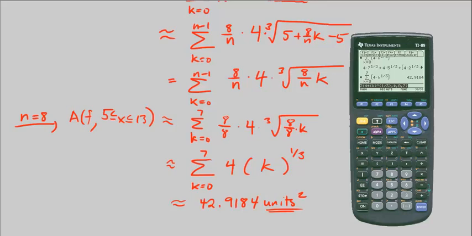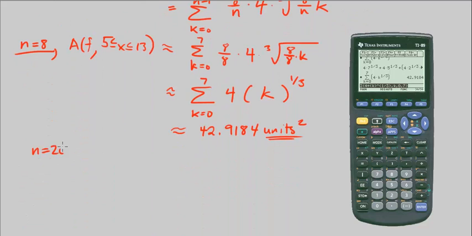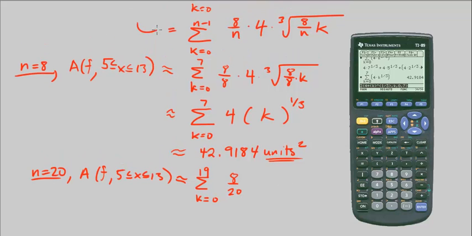Okay, so let's go ahead and do, for n, we want to look for n is 8, 20, and 50. So for n is equal to 20, the area is now approximately, I'm going to write this again. Instead of n being 8, we have n being 20, so we're going from 0 to 19, and we have 8 over 20, I'm sorry, I should be looking here. So we have 8 over 20 times 4 times the cube root of 8 over 20k.